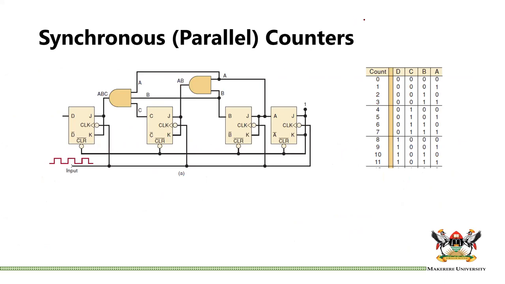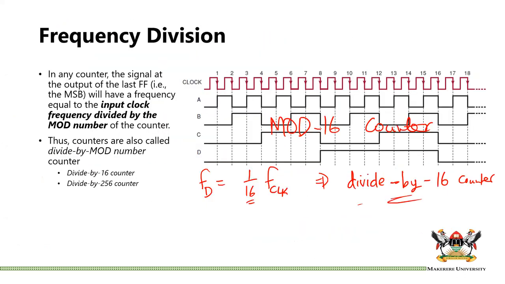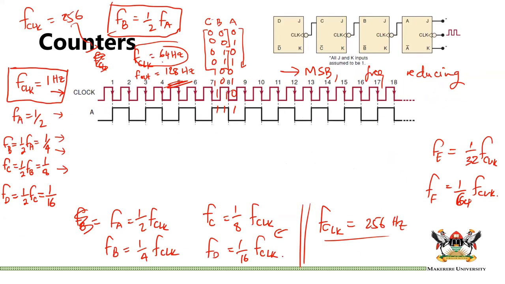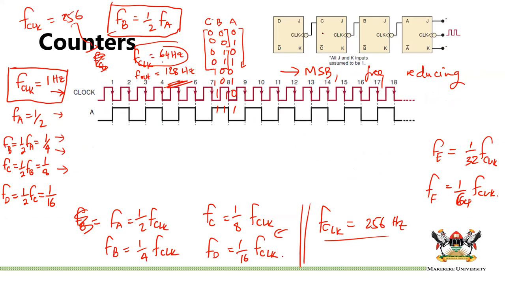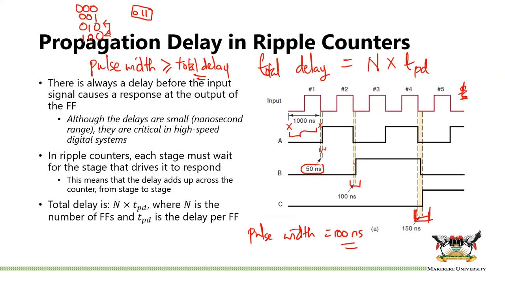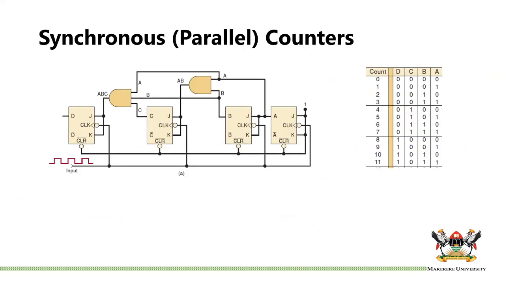So we do have what we call synchronous counters. We've seen that the problem with ripple counters is that you have that delay that keeps adding up, and that is what is causing problems. The reason is that we are not clocking the flip-flops simultaneously, not all at the same time. Synchronous counters try to change that. They are called synchronous because all the flip-flops within the counter are clocked simultaneously, all working in synchronism with the clock pulse.